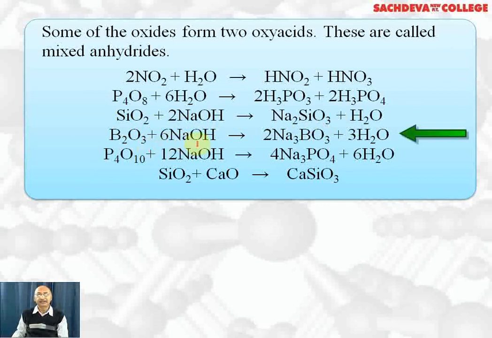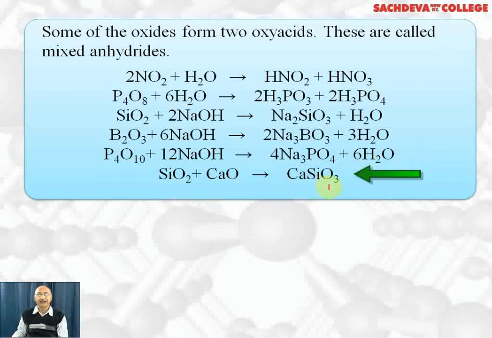B2O3 is an acidic oxide, which reacts with 6 moles of NaOH to form sodium borate plus 3 water. P4O10 when it reacts with 12 moles of NaOH will form sodium phosphate plus 6 water. And silicon dioxide, when it reacts with calcium oxide, forms calcium silicate.